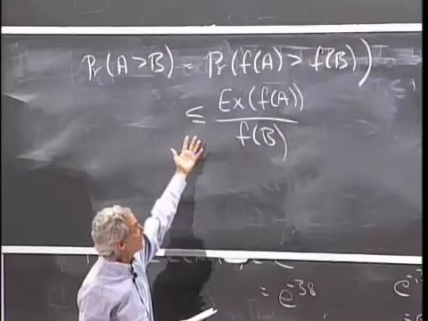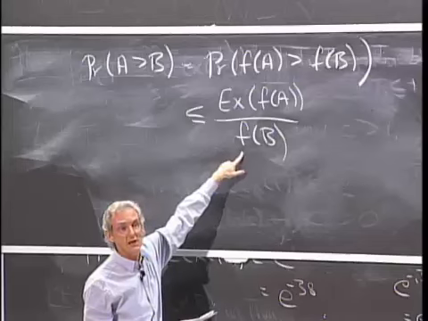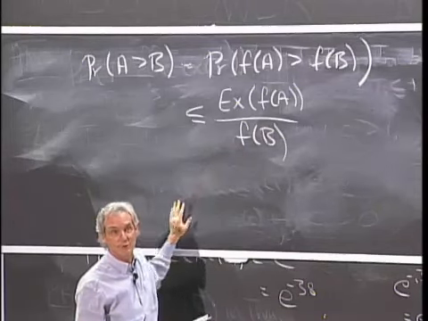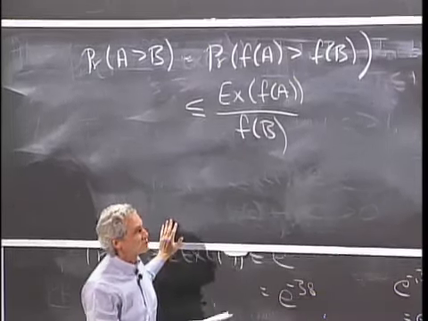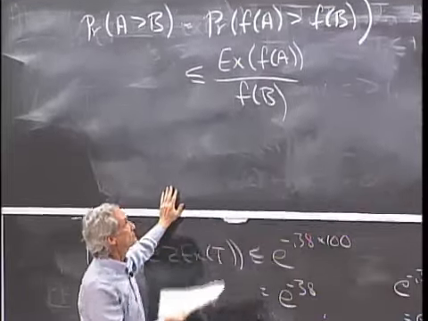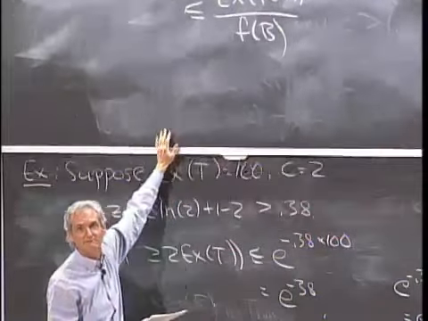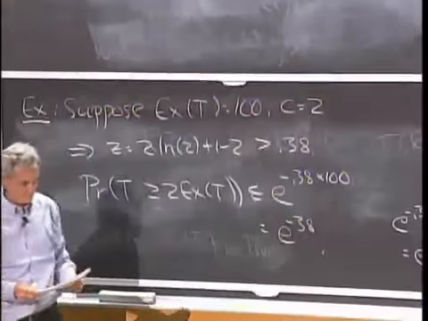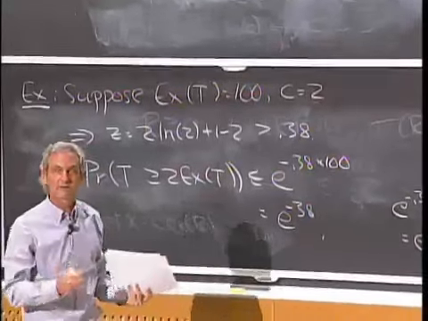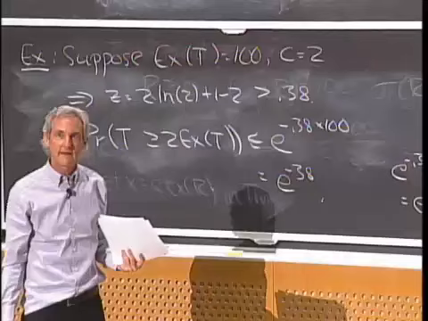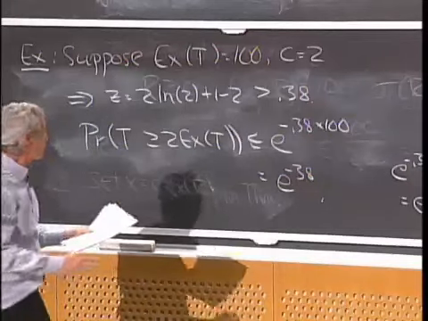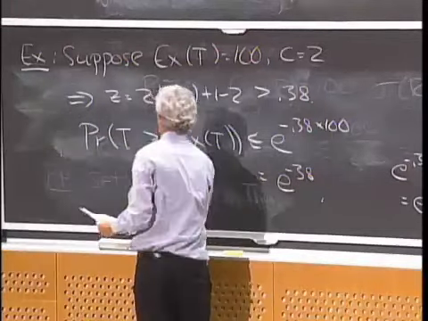For Chernoff, f is the exponentiation function, which turns out to be, in fact, when we did it for Chernoff, the optimal choice of functions to get good bounds. All right, any questions on that? All right, let's do one more example here with numbers.